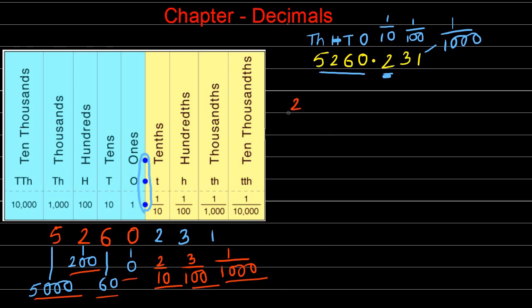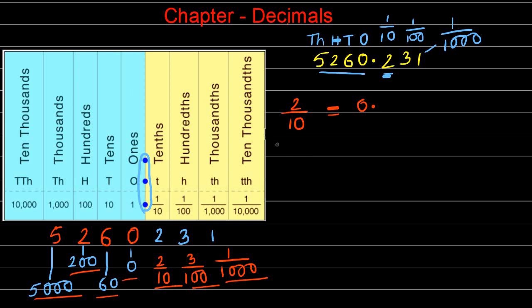For example, 2 upon 10. Now you know that when we write digits in this way, that is in the fractional form, it actually means 2 is getting divided by 10, right? So obviously 10 is bigger than 2. That's why your quotient will start from 0. So your answer is starting with 0 point.